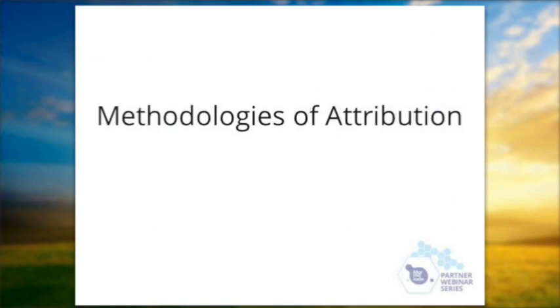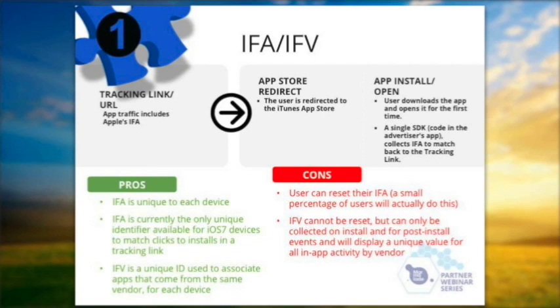Now let me look over here. Let's look at the top mobile marketing methodologies and the pros and cons that are also outlined. Because essentially when the platform receives a request to track an install, it uses the following methodologies of attributing installs. So the first one we have is IFA and IFV.